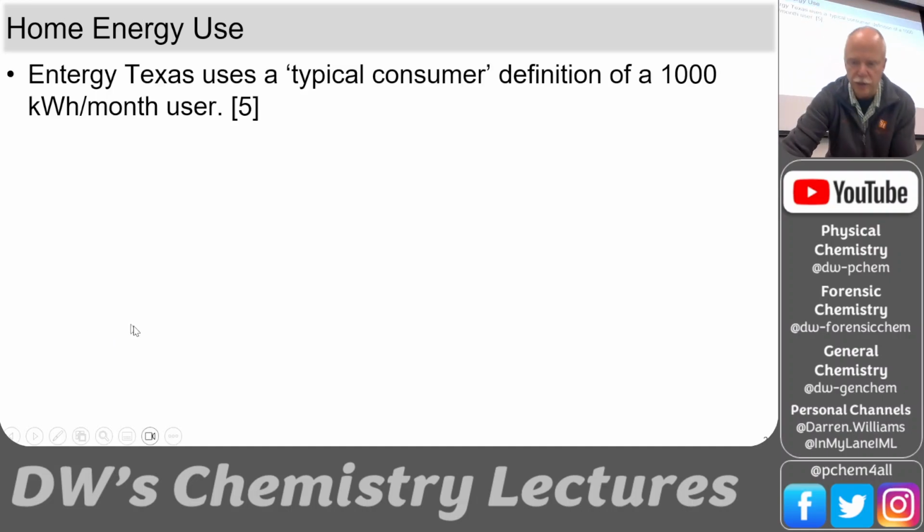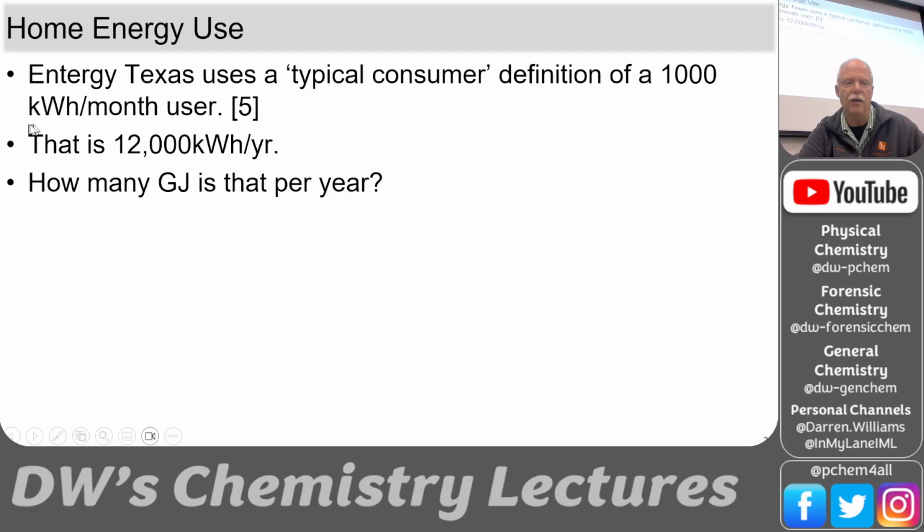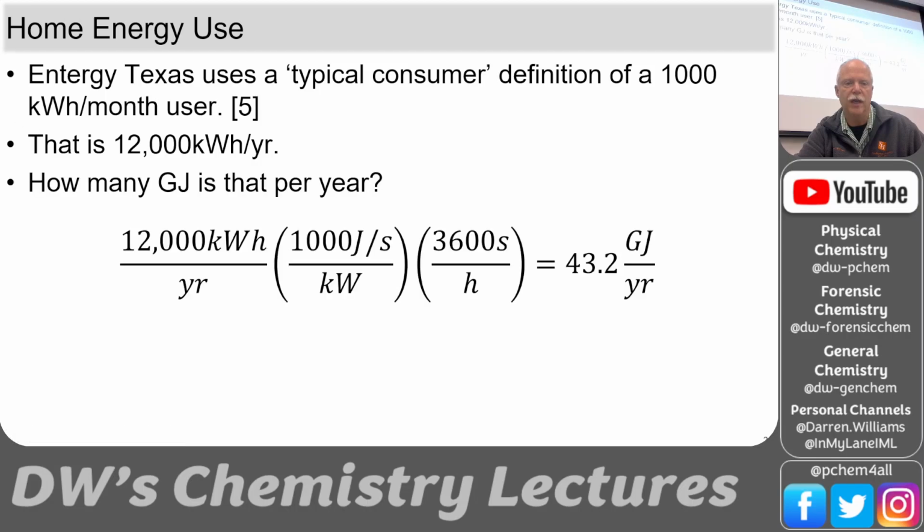Let's talk about home energy use. So Entergy Texas, that's our electrical generator here, they define a typical customer as a 1,000 kilowatt hour per month user. So what in the world's a kilowatt hour? Okay, and how many gigajoules is that per year? So 1 year, 12 months, 12,000 kilowatt hours per year. All right, so a kilowatt, you know what a watt is? A watt is a joule per second. So that's 1,000 joules per second.